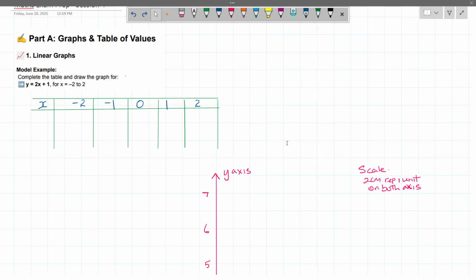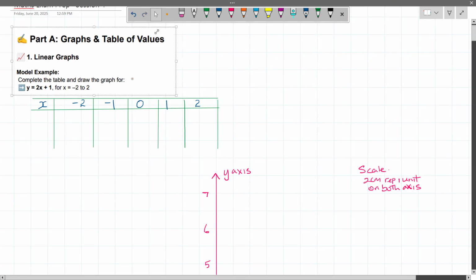All right, so we're going to look at linear graphs. What we want to do is complete our table of values and plot the points on the graph after we complete the table of values. So I have here a question. We want to complete the table and draw a graph for y is equal to 2x plus 1 for x is equal to minus 2 to 2.